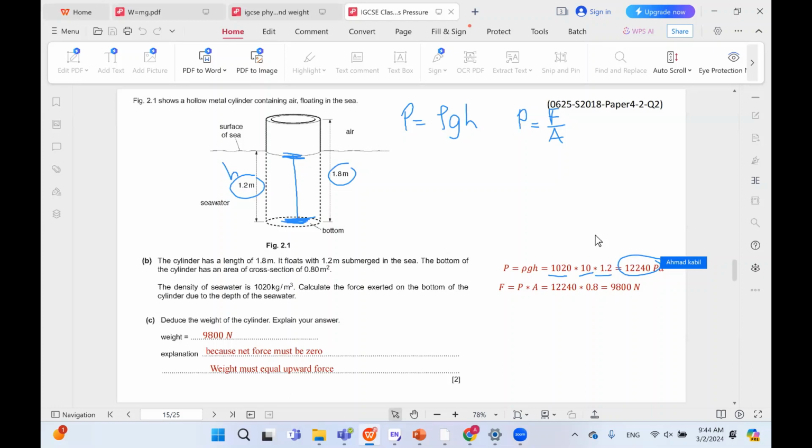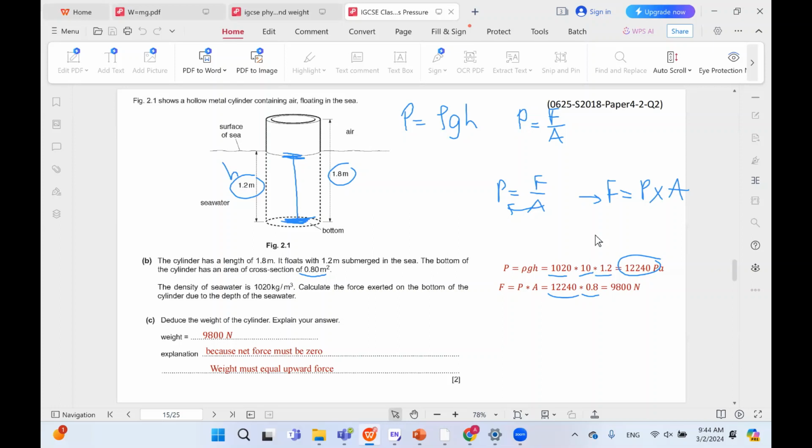Now, since pressure equals force over area, taking the area to the other side, we can say that force equals pressure times area. So therefore, the pressure that we have, 12,240, is multiplied by the area of the base, which is given as 0.8 in the problem itself. There it is. And you multiply both by each other, and you get 9,800 newtons.